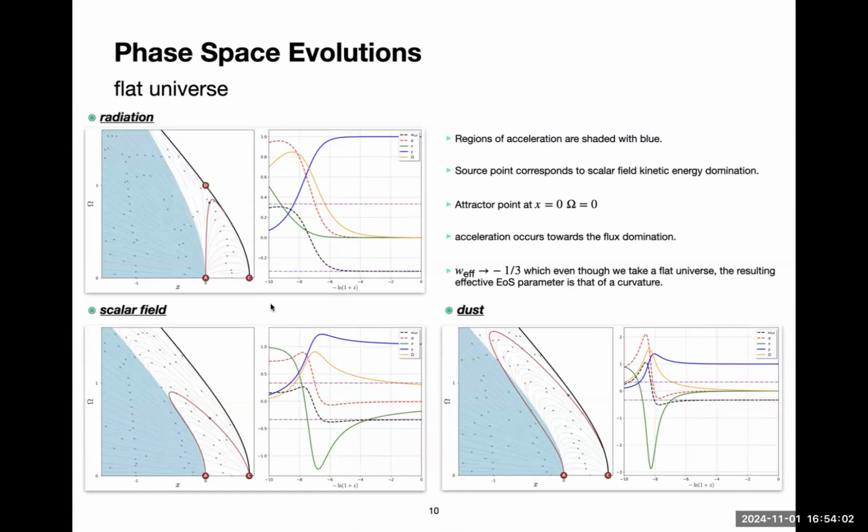Another point that I would like to make is that the attractor point in all these cases is at 0, 0, where x is 0 and omega is 0, which corresponds to flux domination. In the radiation case, it doesn't have an acceleration at the attractor point, but in the scalar field and dust case, we see an acceleration, which is on the right-hand side of the figure. It is a red dashed line, where we plotted the deceleration parameter; where it's lower than 0, the universe accelerates.